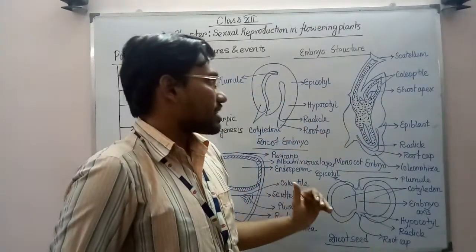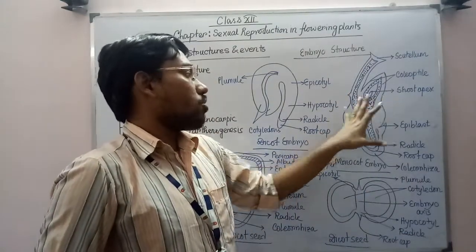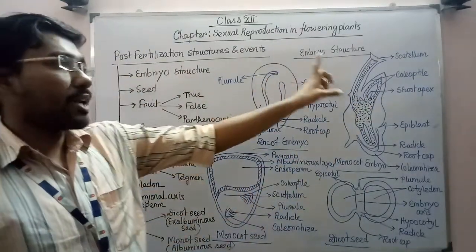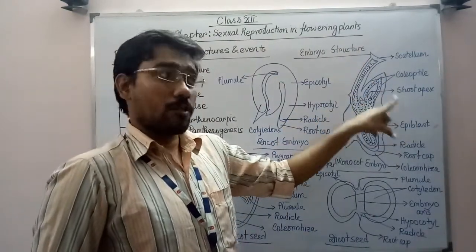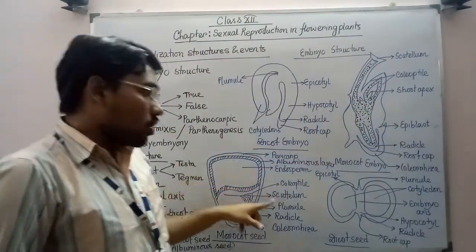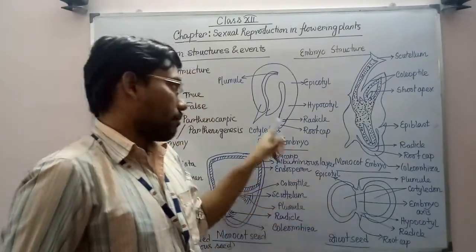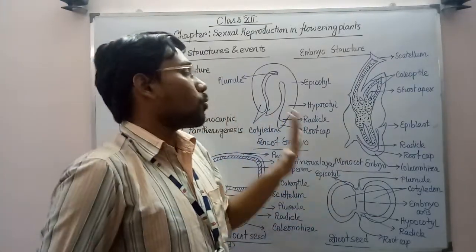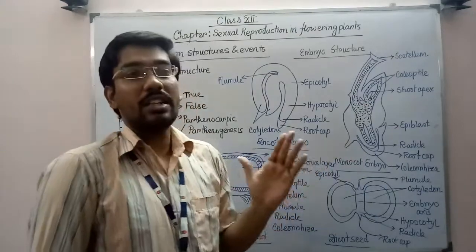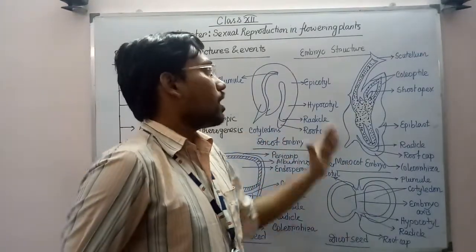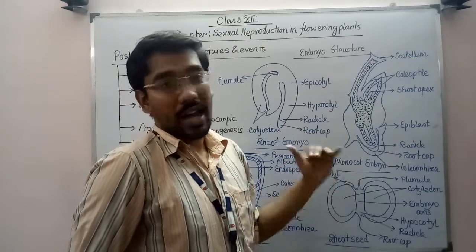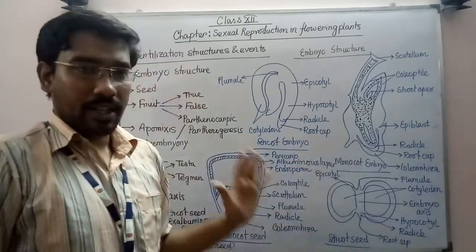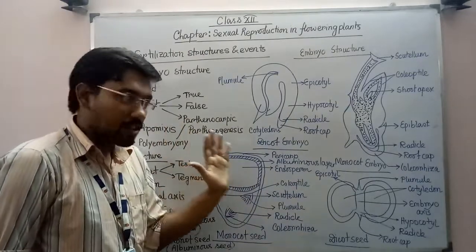Another more important thing is that in a monocot embryo or monocot seed, you will see the coleoptile and coleorhiza present for covering the plumule and radicle respectively, but in a dicot seed or dicot embryo, those coleoptile and coleorhiza portions will be totally absent. So these are the differences between dicot embryo and monocot embryo, or rather dicot seed and monocot seed. I think this portion is entirely clear to everyone.